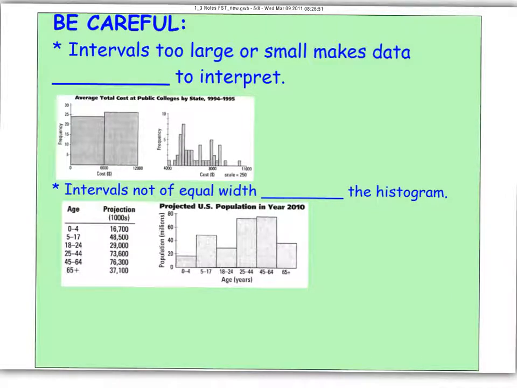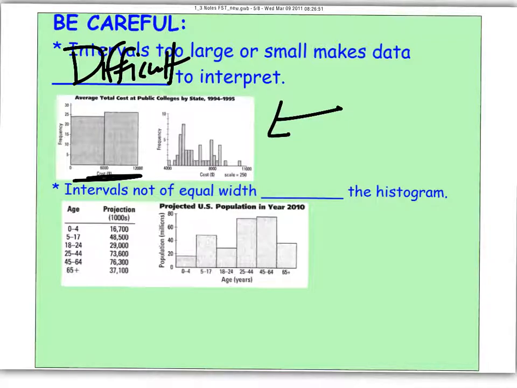Now, some things to keep in mind and be careful of is when you are making your intervals, intervals that are too large or small make the data difficult to interpret. So when they said you should have between 5 and 10 intervals, this one breaks it because there's only 2, and this has far more than 10. Just makes it hard to interpret.